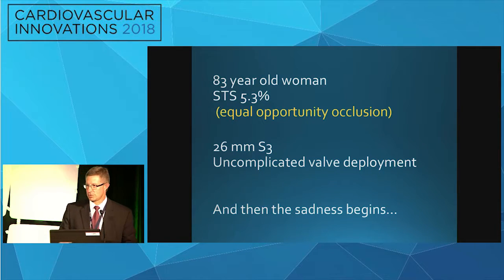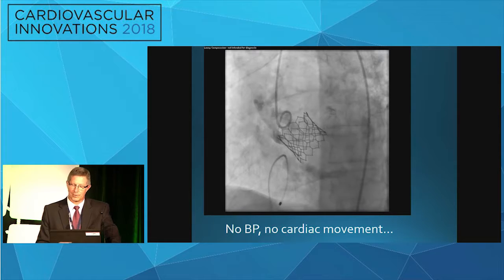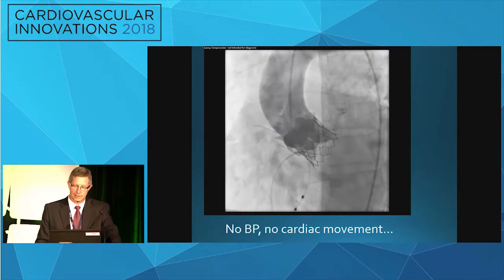And just so that you know, I'm an equal opportunity occluder. This is an 83-year-old with an STS of 5.3, and it's an S3 valve. I don't only occlude with core valve, I can occlude with anything. So this is a 26 S3, uncomplicated valve deployment, and then all my sadness starts right here.